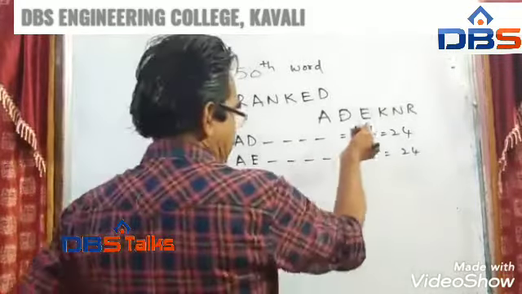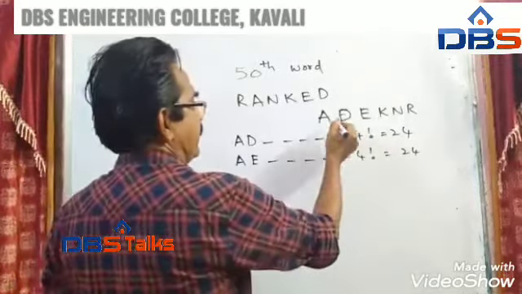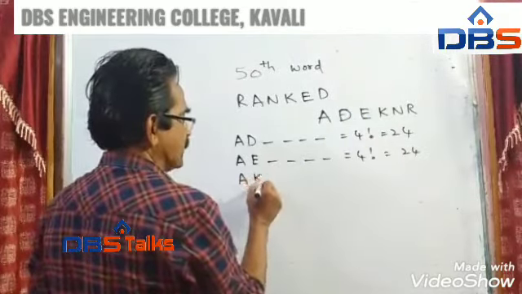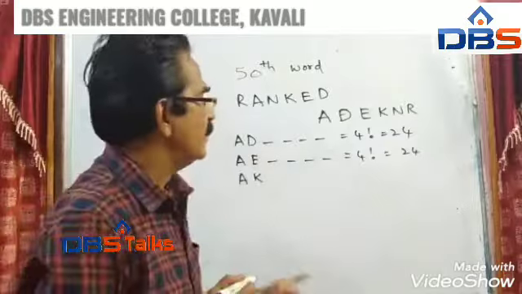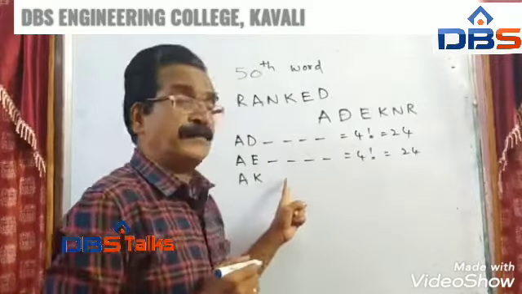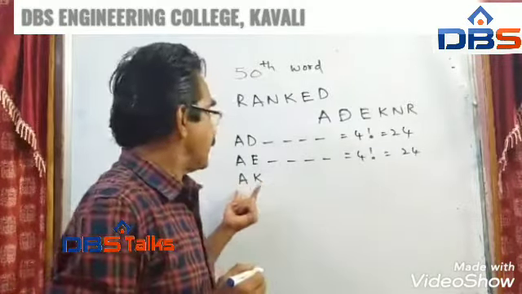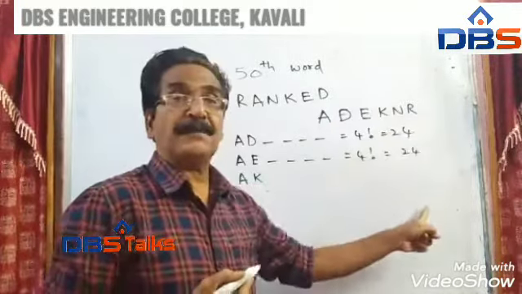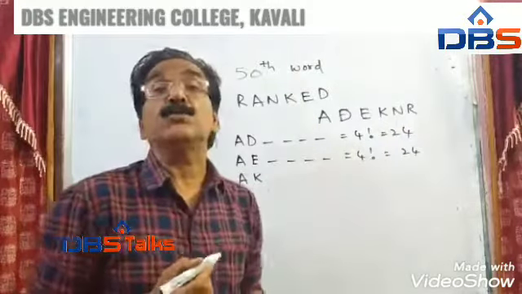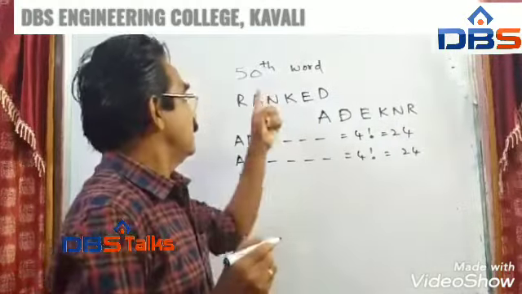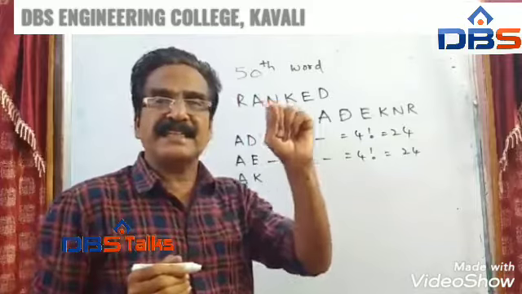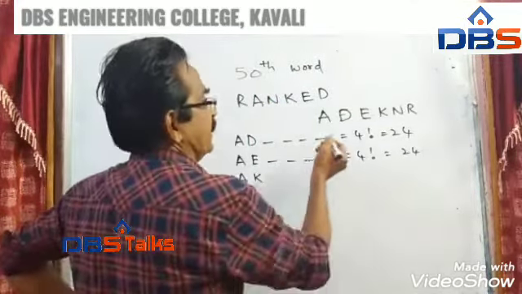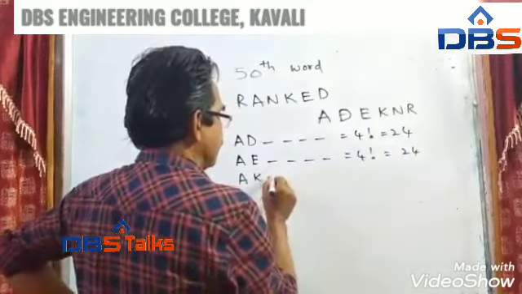Next, what is the order, friends? AD over, AE over. Next order is AK. If we write all the permutations beginning with AK, again we get another 24. The total number of permutations will become 72. But we want only the 50th rank. So what is the next letter after AK? D.